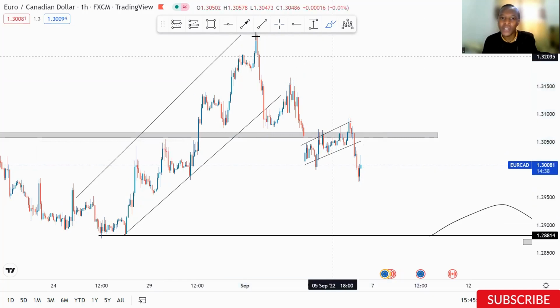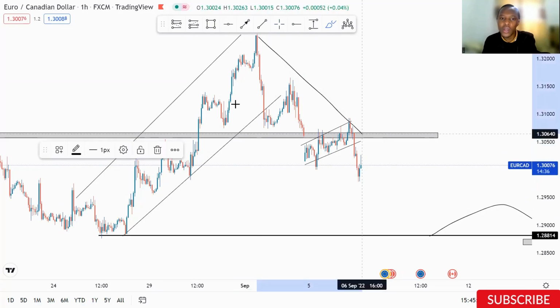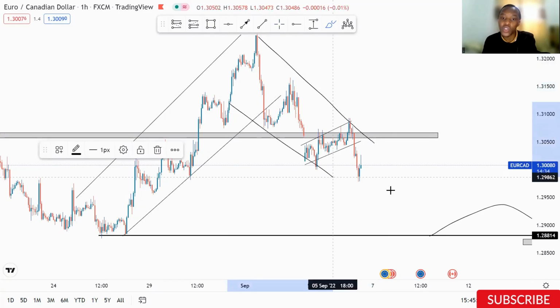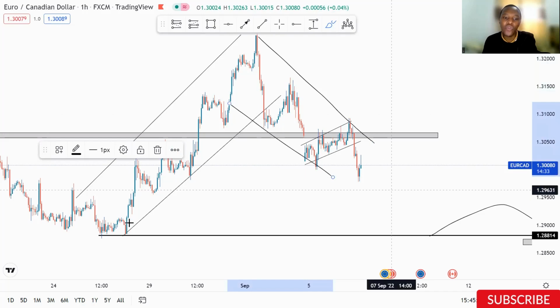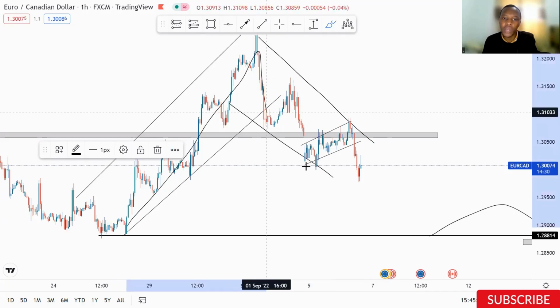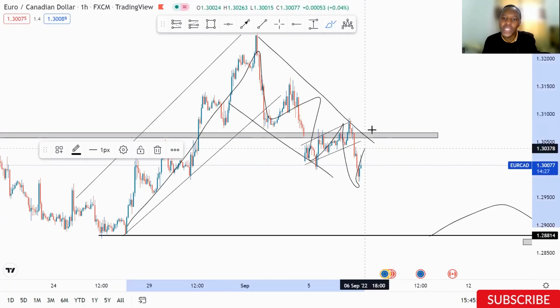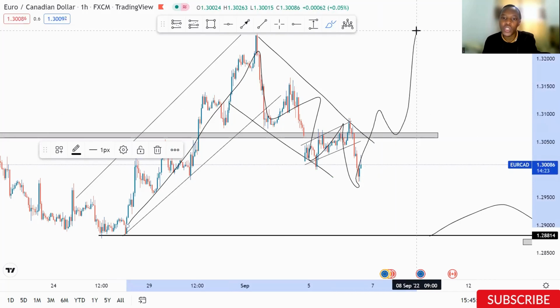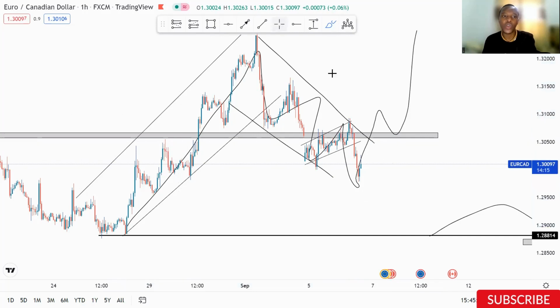But should that not happen, it could also mean that if the market fails to continue to the downside, and we're treating this as an impulse, then this is going to be a correction. Then when it breaks this resistance level and gives us the retest, that's when we're going to start looking for buying opportunities. And then again, it will be higher high, higher low, higher high, higher low, and the continuation to the upside. So this is what I see on EURCAD.